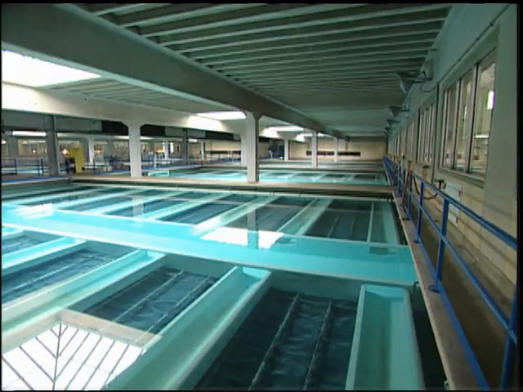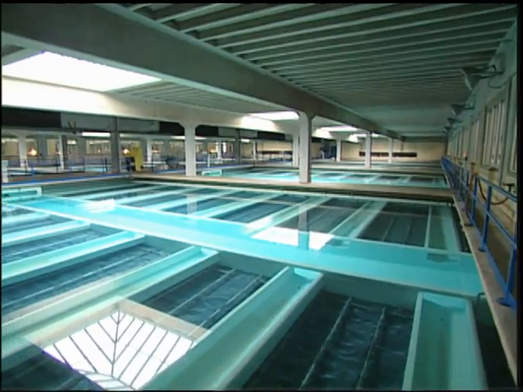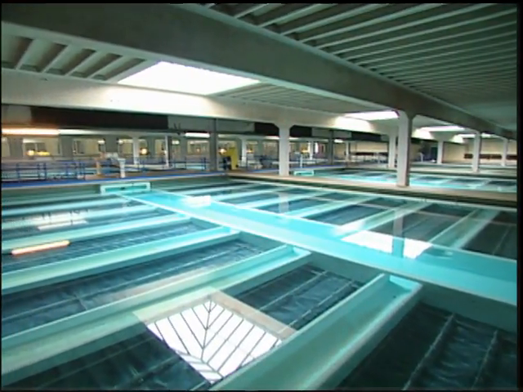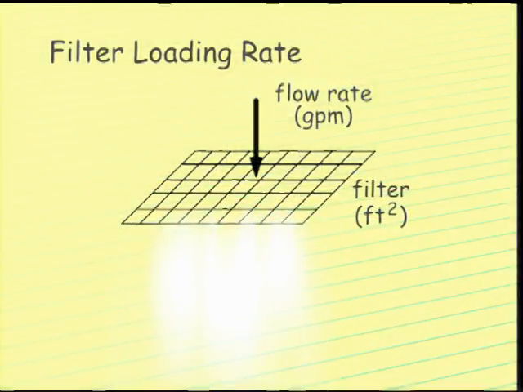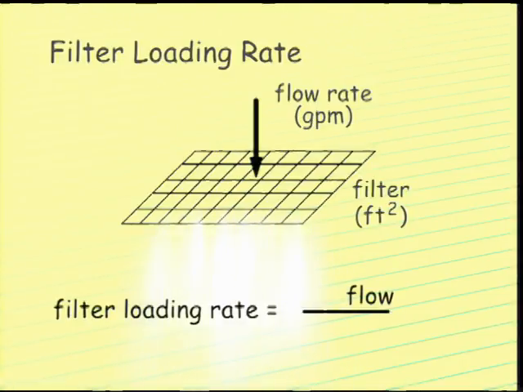The filter loading rate is measured in gallons of water applied to each square foot of surface area. Filter loading rate measures the amount of water flowing down through each square foot of filter area, measured in gallons per minute per square foot. The formula is filter loading rate equals flow divided by filter area.